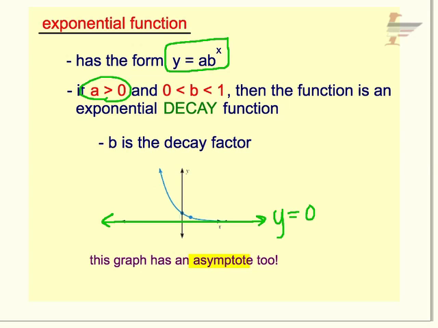Now, in 7.1, you saw your graph shift up and down. That will change where your asymptote is. That's going to line up with any vertical shift you have on your graph, but just keep in mind that your exponential decay functions have an asymptote as well.